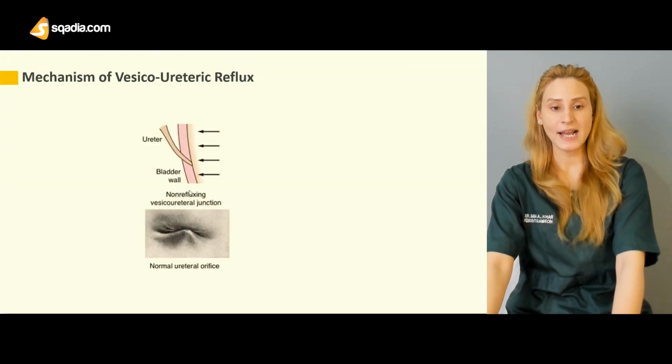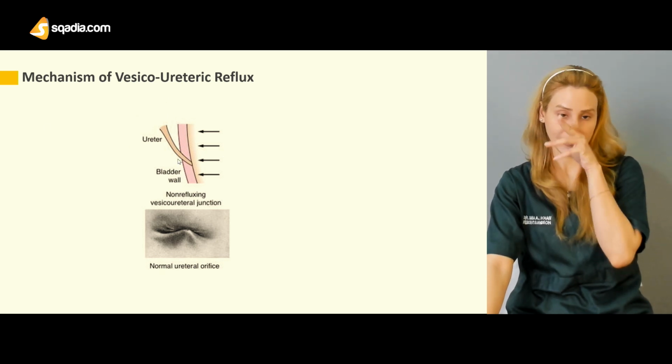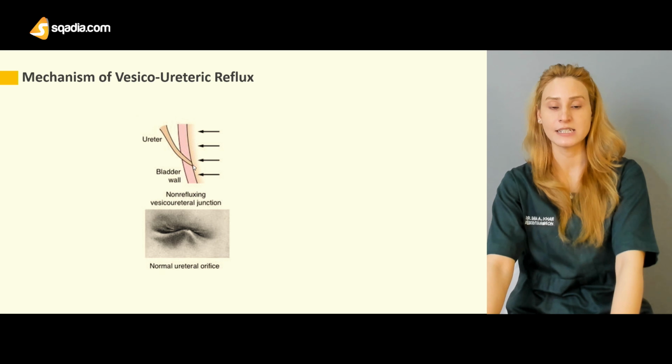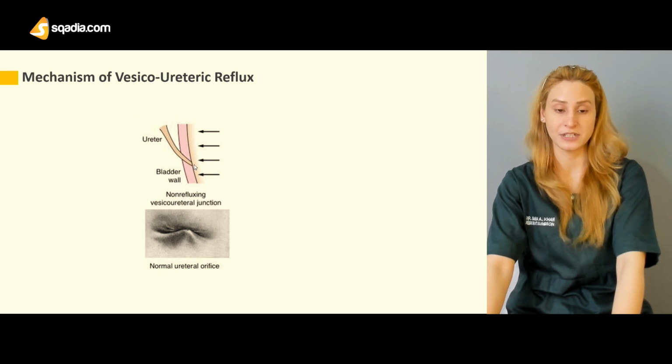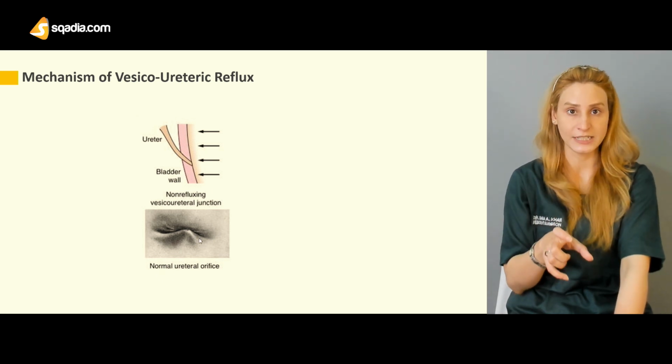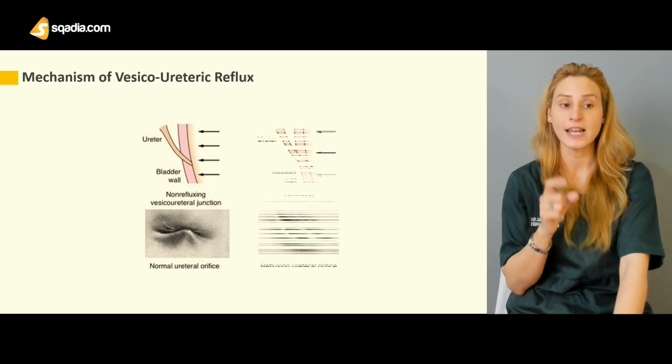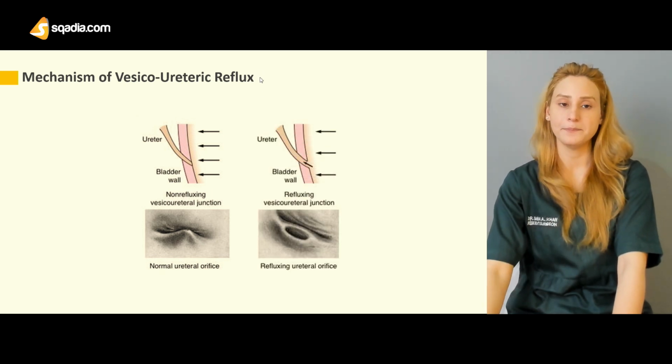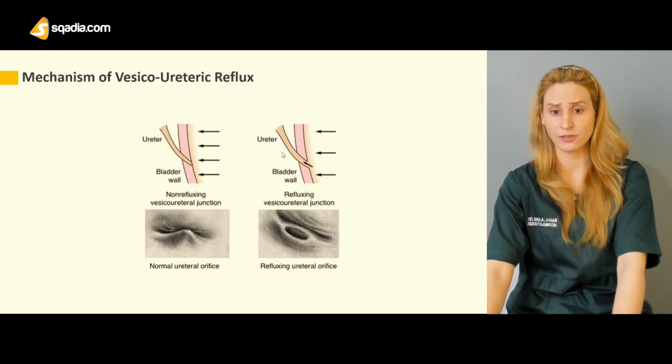Okay, so if you go back to the mechanism of vesico-ureteric reflux, you can see this is the bladder, and the ureter is entering into the bladder wall at the trigone, which is the posterior surface. This is a non-refluxing vesico-ureteric junction. So you can see it's a ureteral orifice, and normally the orifice is closed. But in case of vesico-ureteric reflux, first is the tunnel length, which is very important.